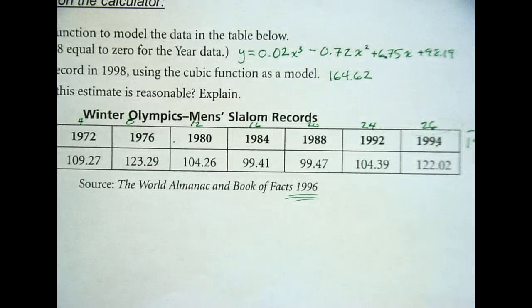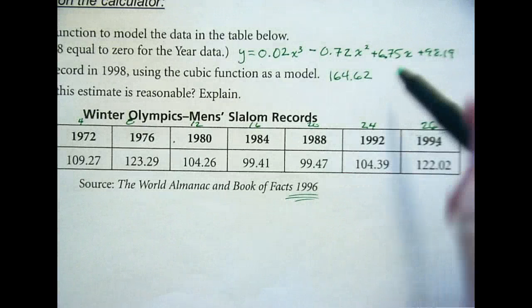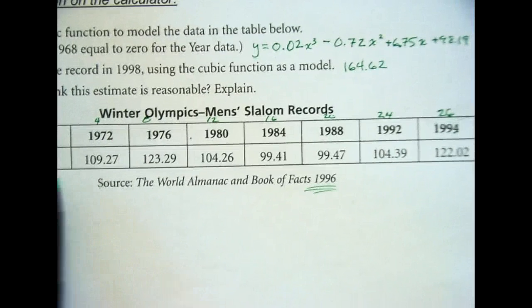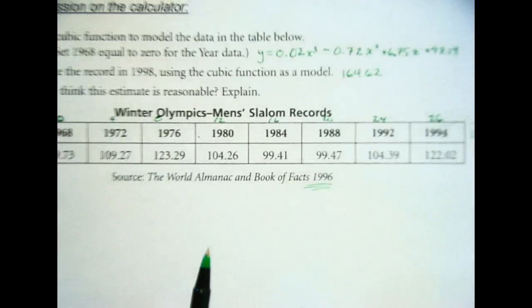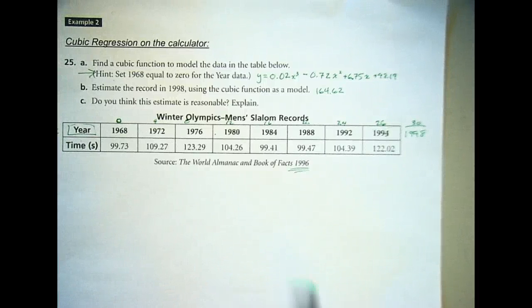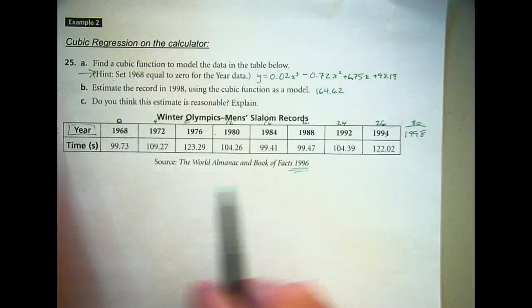Right back here. Do you think it's reasonable? What are we measuring here? We're looking at times, right? Men's slalom records. Okay, and 98 is a reasonable time, 164.62. Does it seem to be following that trend?